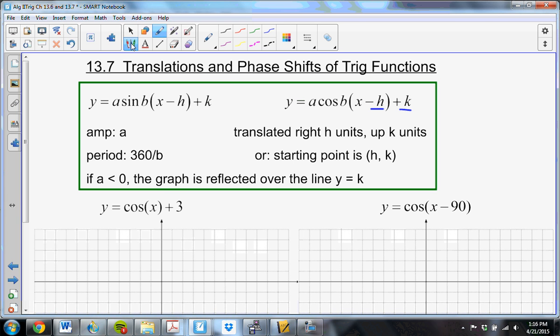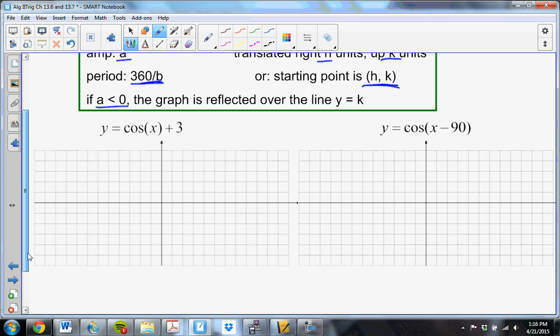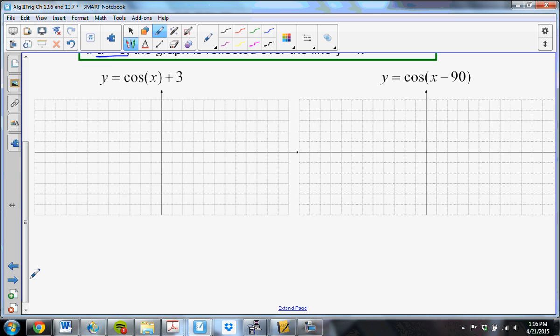We still have our amplitude found by the letter A. We still find our period by doing 360 over B. B itself is not your period, it just helps you find your period. If the A value is negative, everything will reflect. And then there's translations by H and K, and there's a starting point HK, and you'll see all that in a second. So we'll graph y equals the cosine of x plus 3.